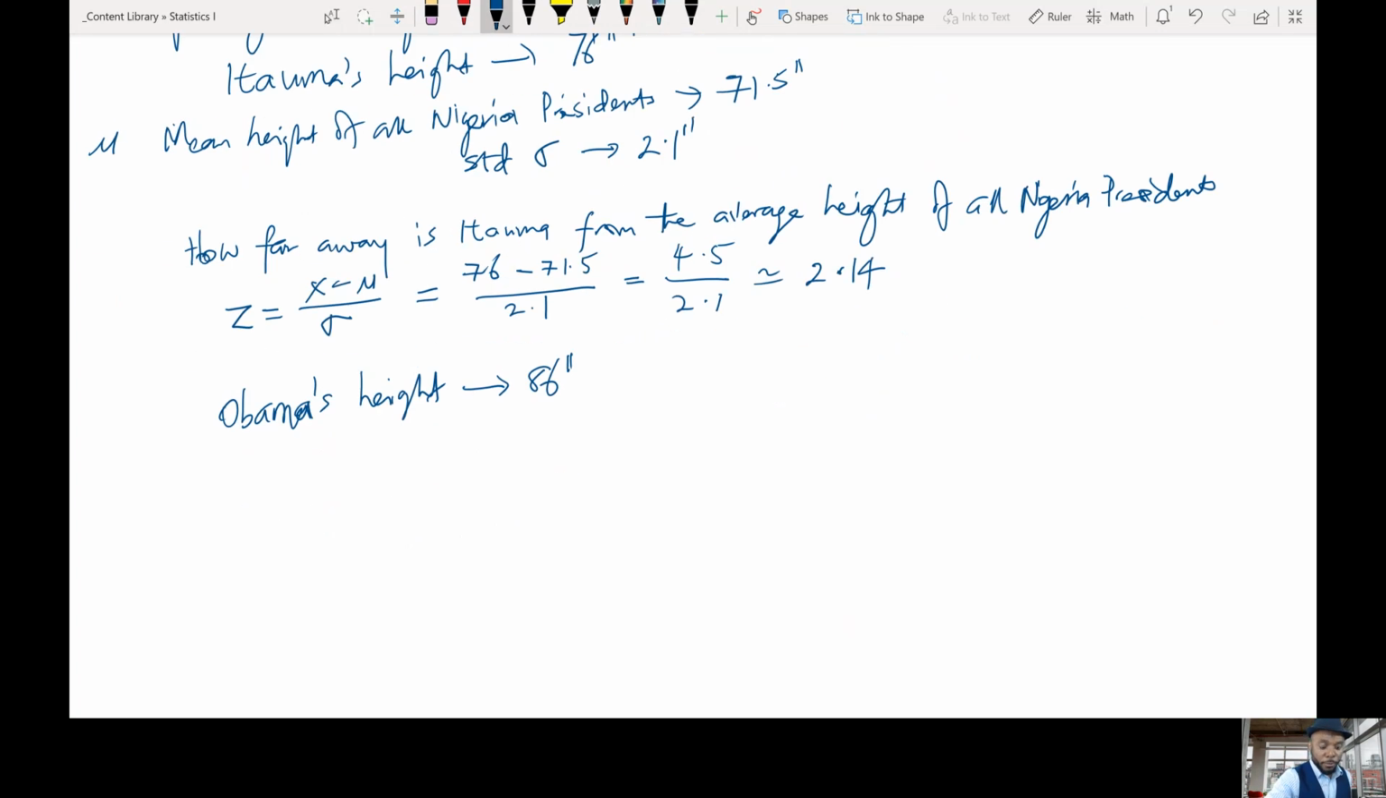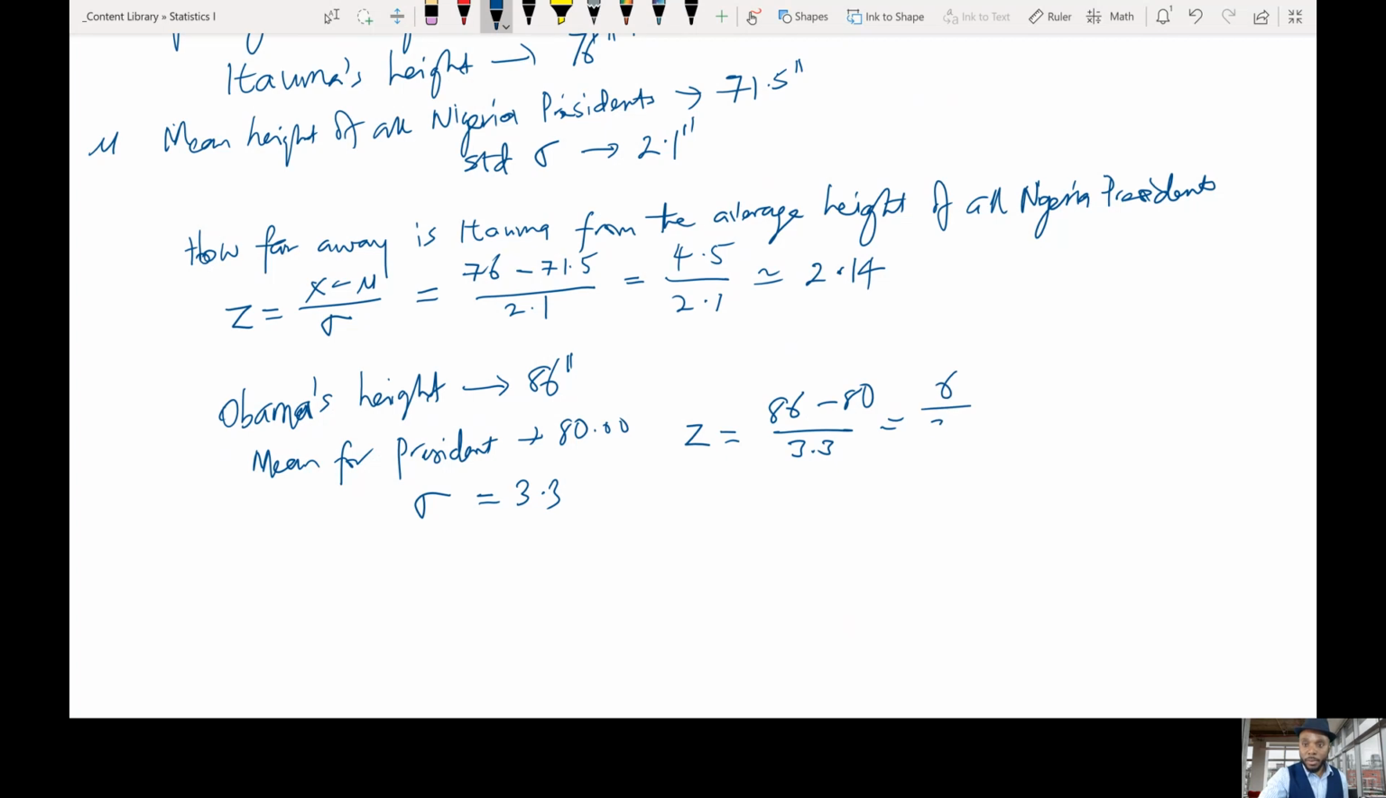So let's look at the mean. The mean for all presidents in the US, let's say, is 80, with a standard deviation sigma equal to 3.30. Now, how far is Obama away from the average height of all US presidents? Obama's z-score will be 86 minus 80 divided by 3.30. That is 6 divided by 3.3, which gives 1.818181, repeating, so approximately 1.82.